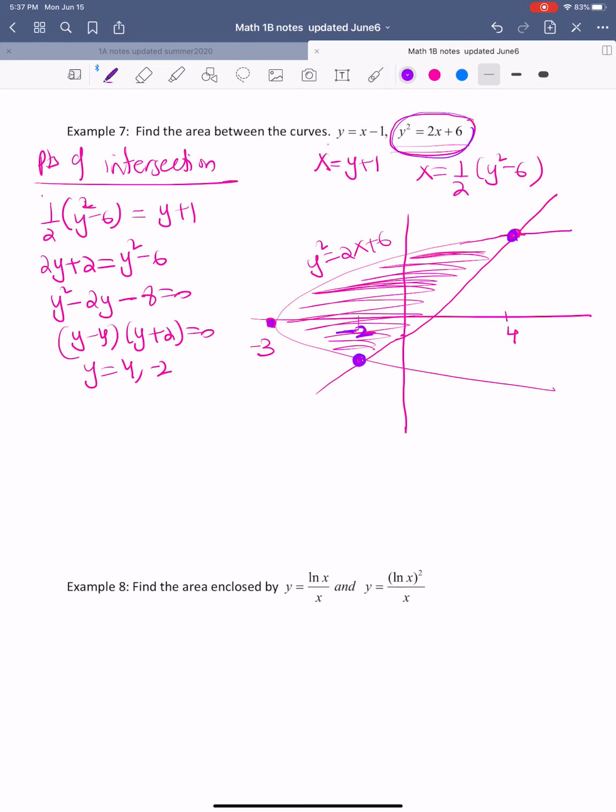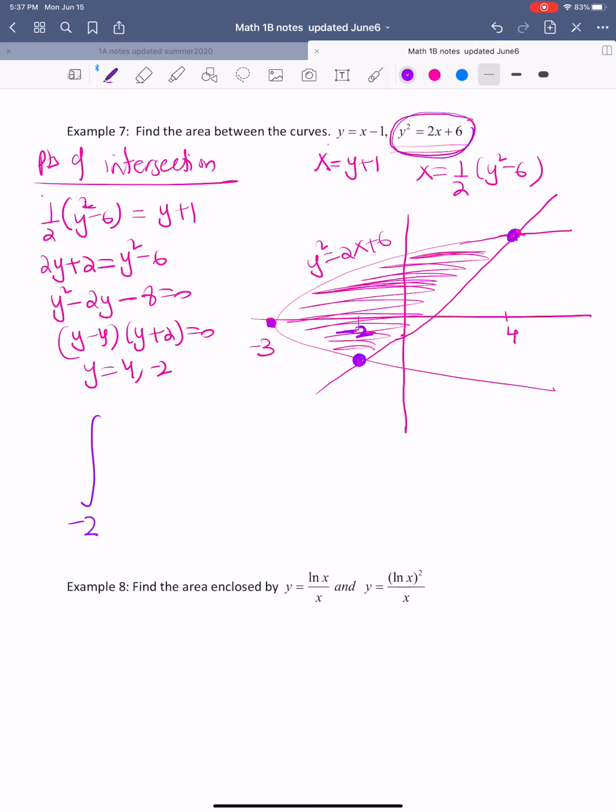All right, let's go ahead and set up our integral. We're going to do the right curve minus the left curve. It's going to be an integral with dy at the end. Now we're going to do the boundaries as the y values as well. So y from negative 2.